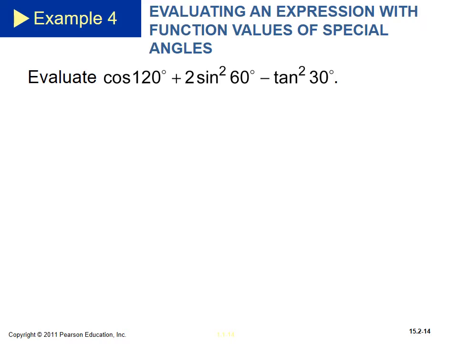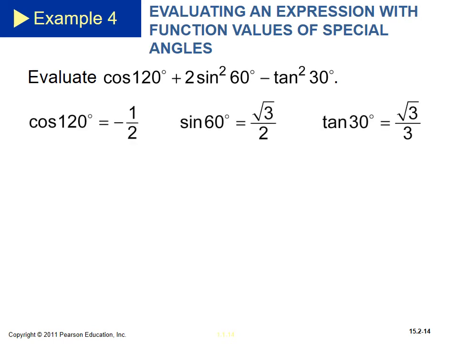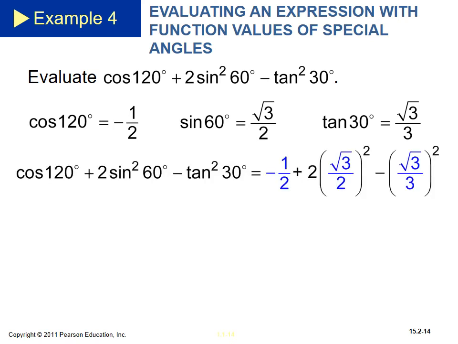Alright, so now we want to evaluate the cosine of 120 degrees plus 2 times the sine squared of 60 degrees minus the tangent squared of 30 degrees. So, keeping in mind those are the values. The cosine of 120 is negative 1/2. The sine of 60 is square root of 3 over 2. And the tangent of 30 is the square root of 3 over 3.